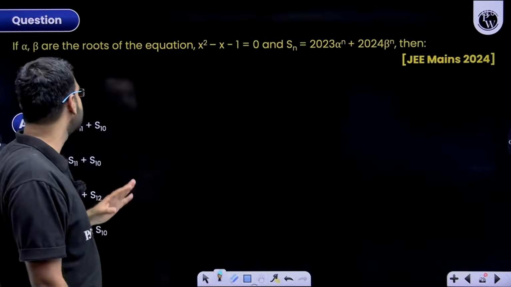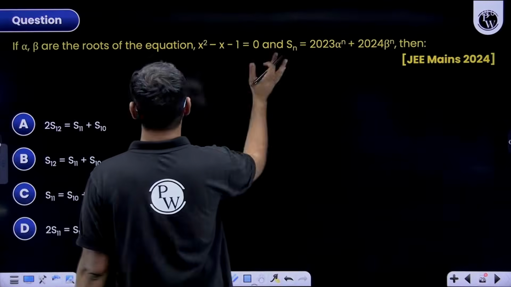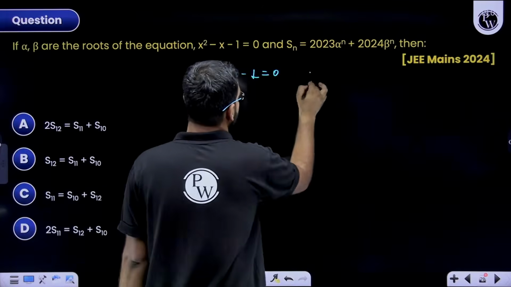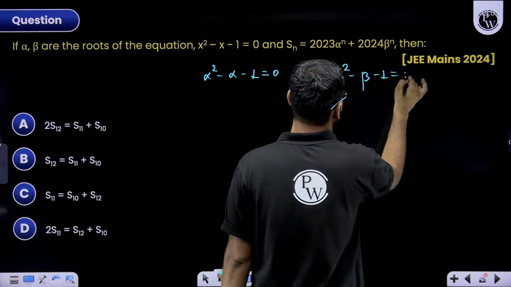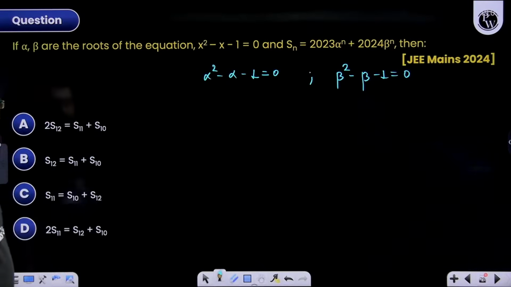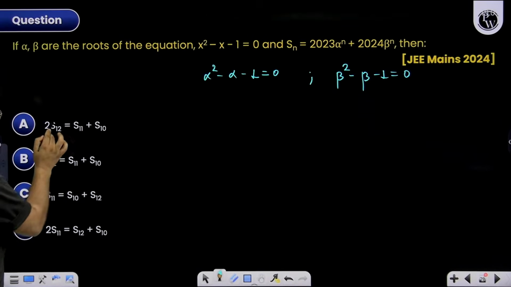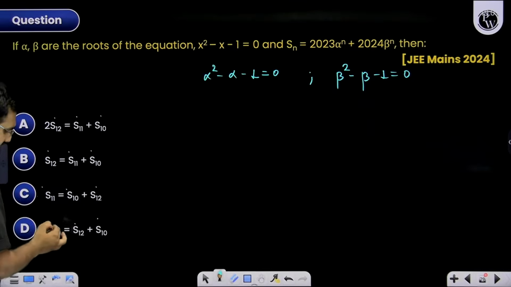How? First of all, understand the question. If I make it satisfied by alpha, it will be alpha square minus alpha minus 1 is equal to 0. If I make it satisfied by beta, it will be beta square minus beta minus 1 is equal to 0. First of all, are we understanding this part? Everyone comfortable with this? Then we are asked something about this result. Let's talk about this result. I think I need to establish the relationship between S10, S11 and S12. Right, I think I possibly can.